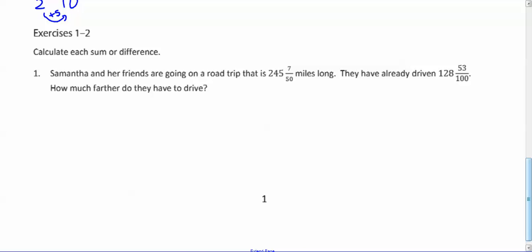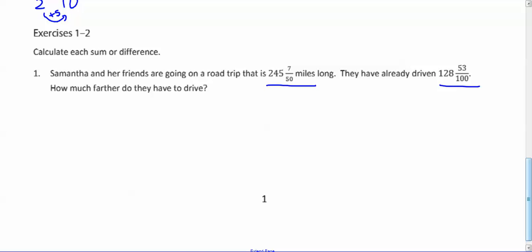All right, Samantha and her friends are going on a road trip that is 245 and 7/50 miles long. They have already driven 128 and 53/100. How much further do they have to drive? What am I going to underline here? 245. Very good. And then 128 and 53 hundredths will be the other part, right?